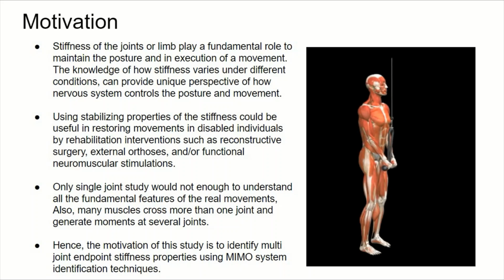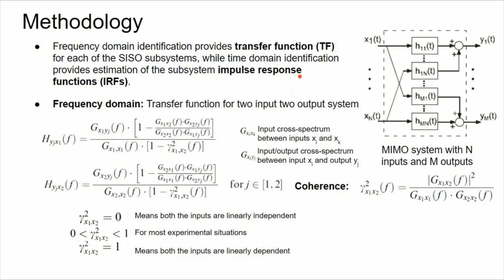Hence, the motivation of this particular study is to identify the multi-joint endpoint stiffness property using multi-input, multi-output system identification techniques. So in brief, we can say that by actuation of one particular muscle, it affects the overall movement of the particular hand or leg. Let me first start with the methodology.